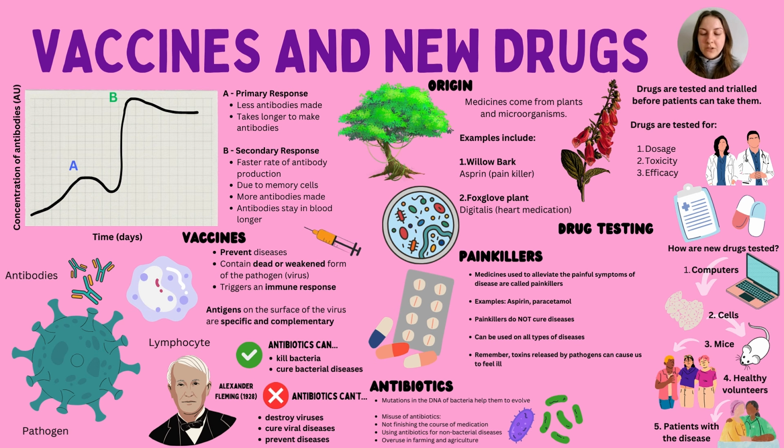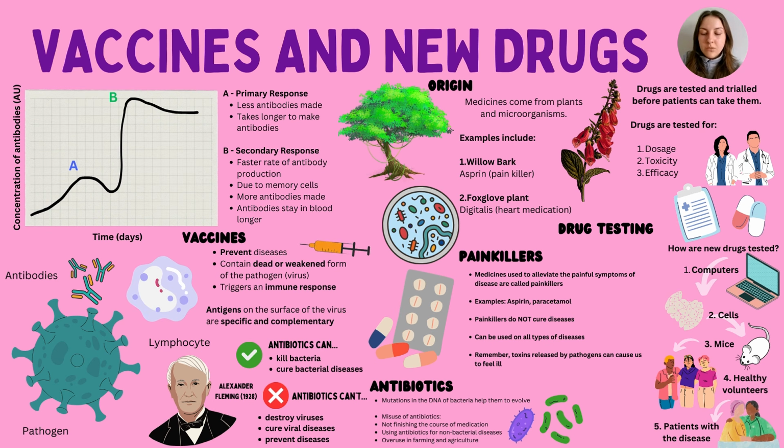Mutations in the DNA of bacteria help them to evolve, so the misuse of antibiotics is really important to know about. So not finishing a course of medication, giving antibiotics to diseases which are not caused by bacteria, and overusing them in farming and agriculture can increase the likelihood of antibiotic resistance amongst different species and lead to increased strains of bacteria that aren't able to be treated, like MRSA.